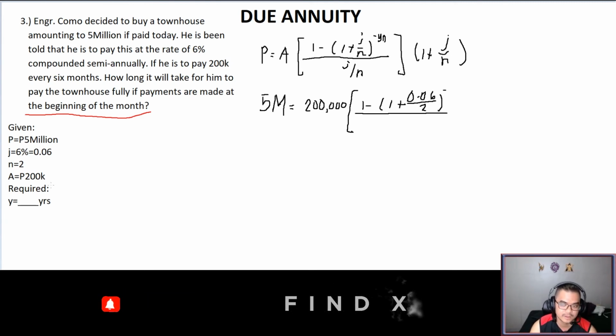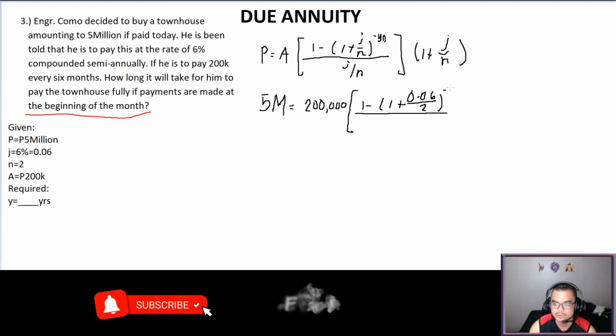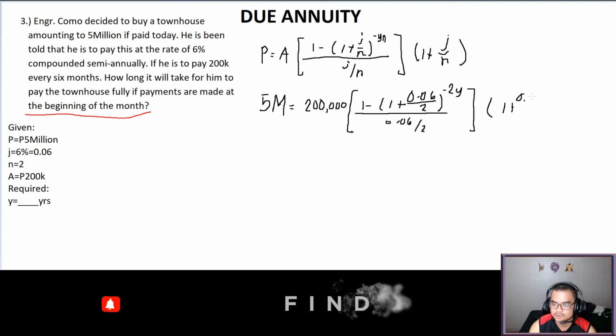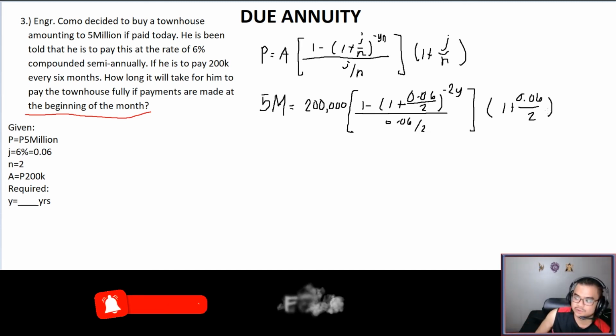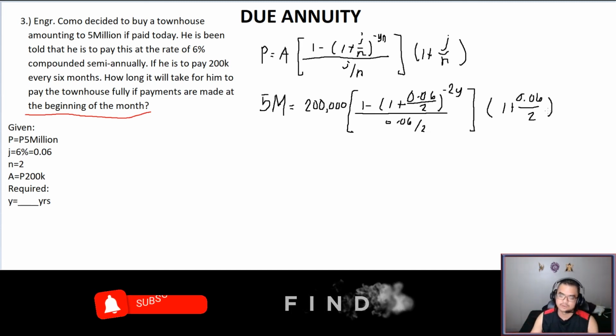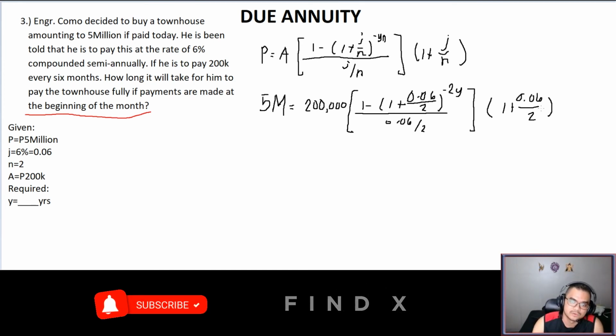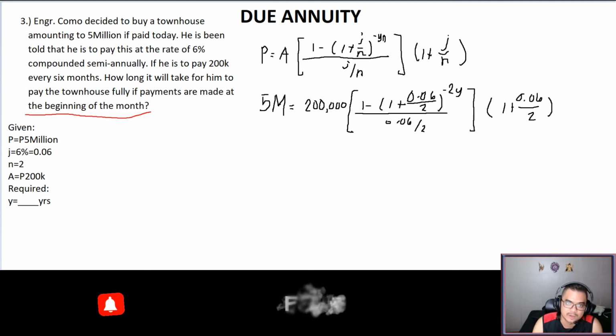We are looking for y, right? But we have the value of n, which is 2. So this will become 2y, all over 0.06 all over 2, times now 1 plus 0.06 all over 2. Okay, so all you have to do here is just solve for y and we are done. So you will be able to get the answer. So let's try to do this algebraically.